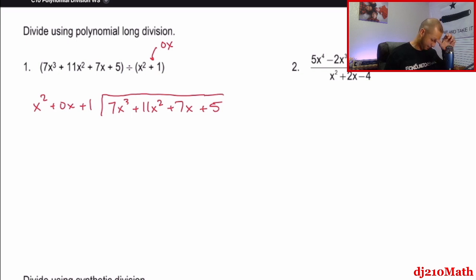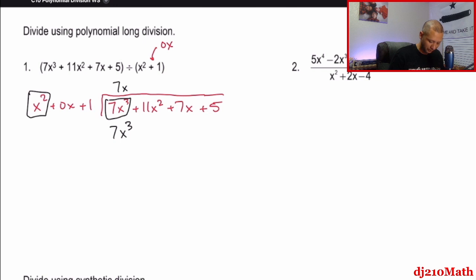All right, looking at just the leading terms, x squared times what gives me 7x cubed? 7x. And now we multiply the 7x times the trinomial outside, right? So this is going to be 7x times x squared. So this is 7x cubed. And notice that matches exactly. So that's how we know we're on the right track.